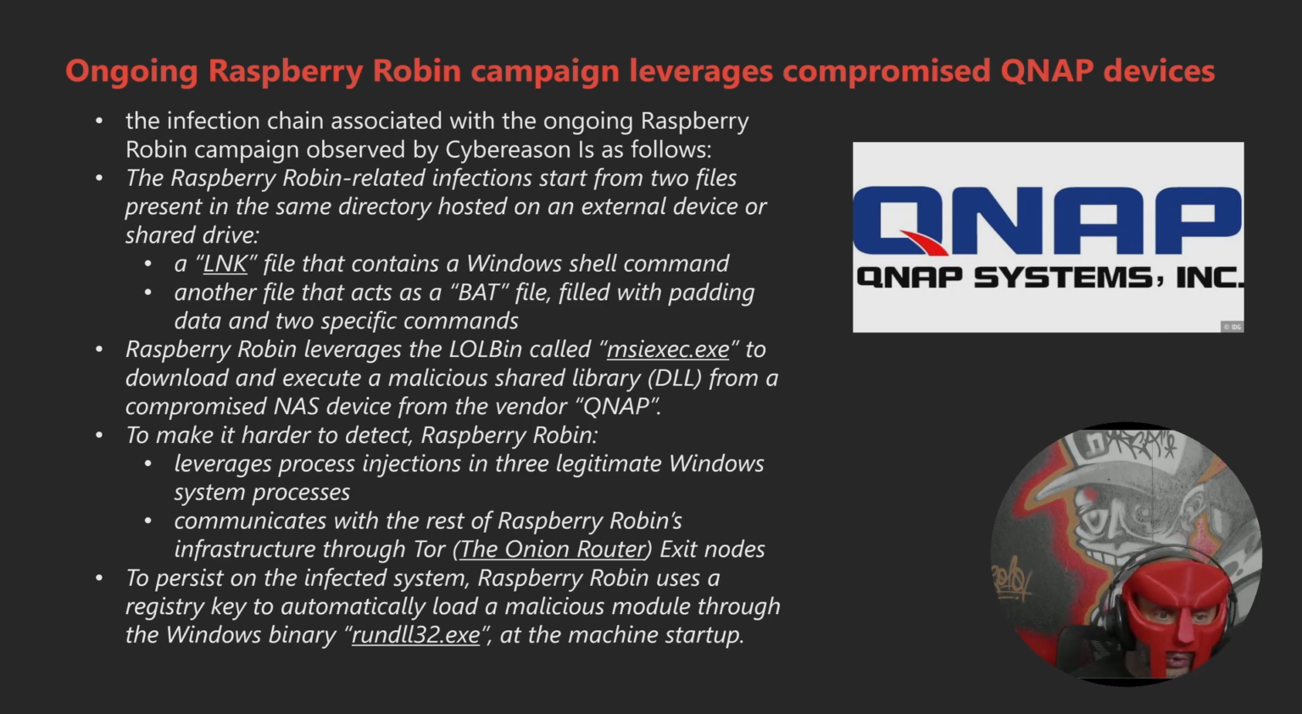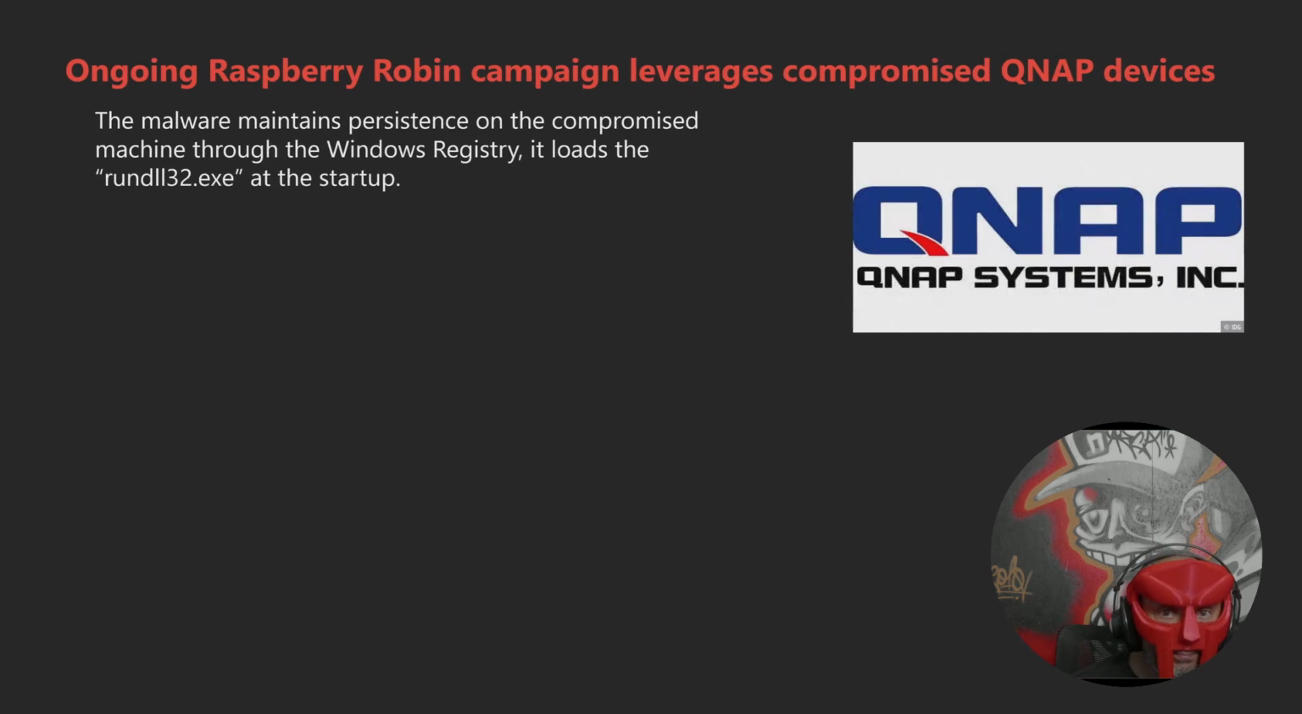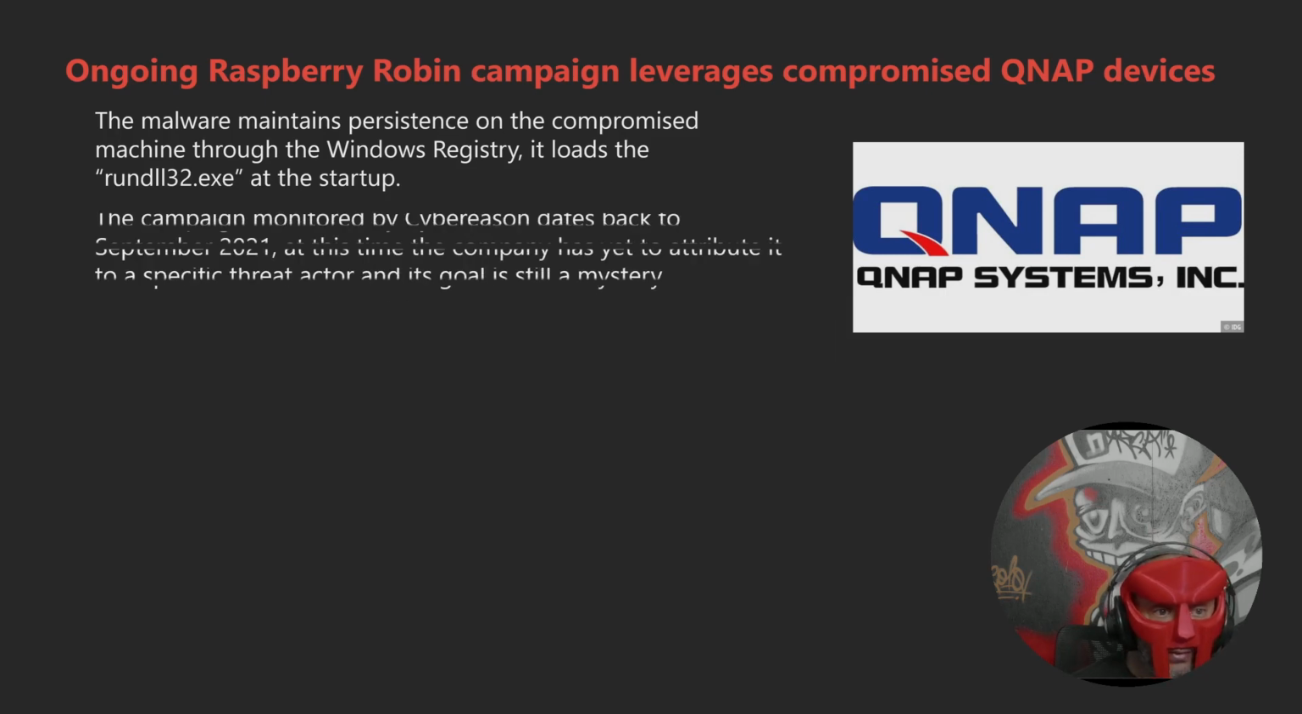To make it harder to detect, Raspberry Robin leverages process injections in 3 legitimate Windows system processes, and it communicates with the rest of Raspberry Robin's infrastructure through the Tor exit nodes. To persist on the infected system, Raspberry Robin uses a registry key to automatically load a malicious module through the Windows binary rundll32.exe at the machine startup. The malware maintains persistence on the compromised machine through the Windows registry. It loads the rundll32 at the startup.